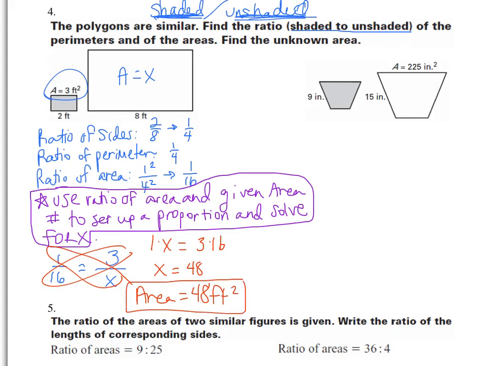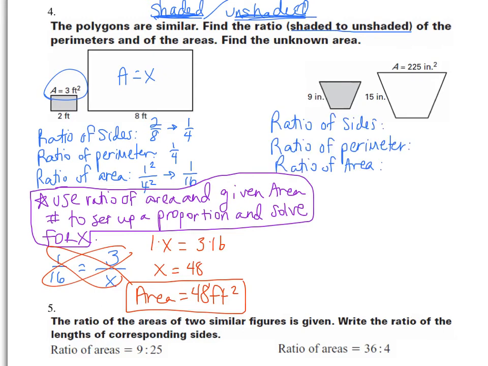All right, for our two trapezoids on the side, let's go ahead and set up our papers with our ratio of the sides, ratio of the perimeter, and ratio of the area. So now that we have that set up on our paper, now we can look at the corresponding sides. So the ratio of the sides, we're looking at our 9 and our 15, and we want these shaded on top, unshaded on the bottom. So we're going to have 9 over 15. When we reduce that, though, because we can divide both of those by 3, we get 3 out of 5. Now remember, the ratio of the perimeter is the same, so it's also 3 out of 5.